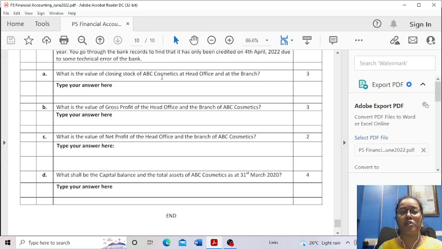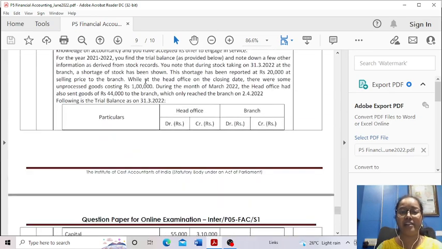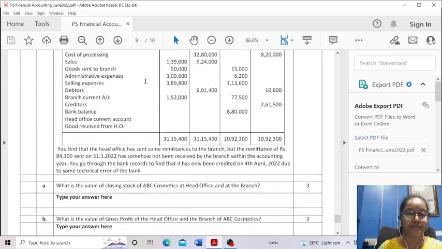See question, point number 8. What is the value of closing stock of ABC Cosmetics at the head office and at the branch? So how much closing stock is available at the head office and branch? Here you need to determine only the closing stock value. For that they are awarding 3 marks. For the purpose of closing stock, whatever data is required, just collect it, solve and fill the data.